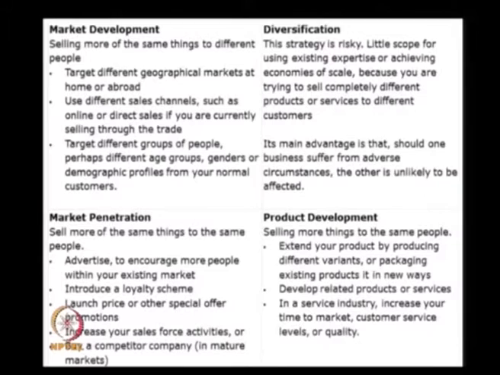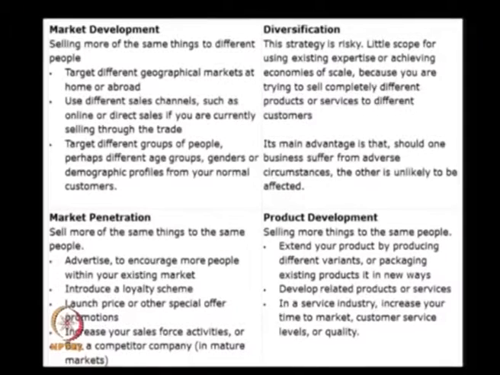Product development is selling more things to the same people, which could be done just through product extension or through different packaging, or develop related products or complementary services. And market development is selling more of the same thing to different people, to different markets, new market segments in different geographies. So you could target different geographical markets or use different distribution channels to target different user segments. Online sales for those who are tech savvy could be a new market segment itself, because you are going to sell the same thing but through a new distribution channel.